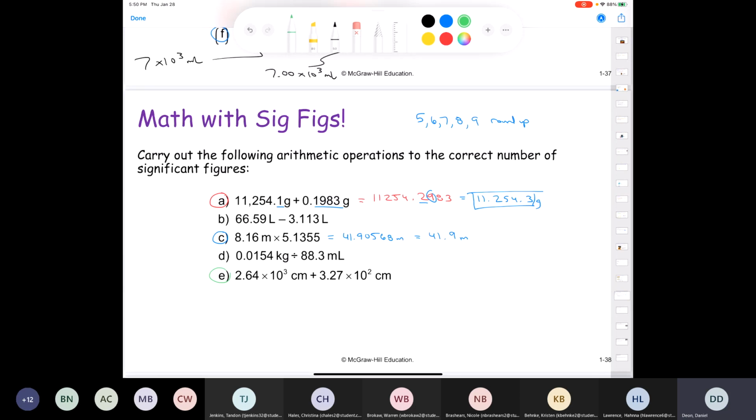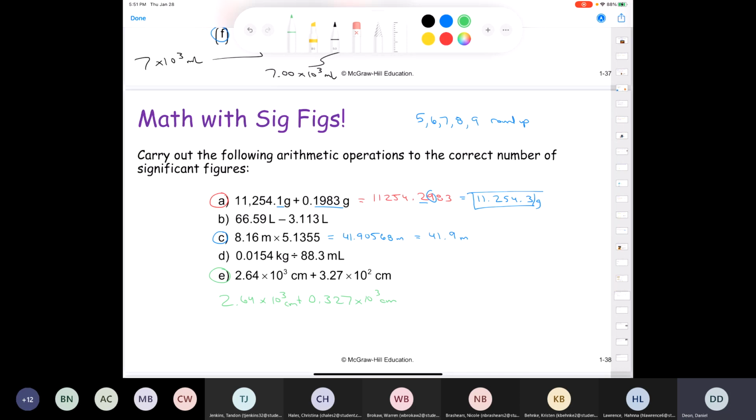Okay, we'll try one more. We'll try the one that involves scientific notation. You could get some practice in this. I mean, you got a couple options. You can punch it in your calculator, or you could convert both of them to having the same exponent. So you could say 2.64 times 10 to the 3 plus 0.327 times 10 to the 3 centimeters. I'm leaving my units out. That's an option. I don't like that option.